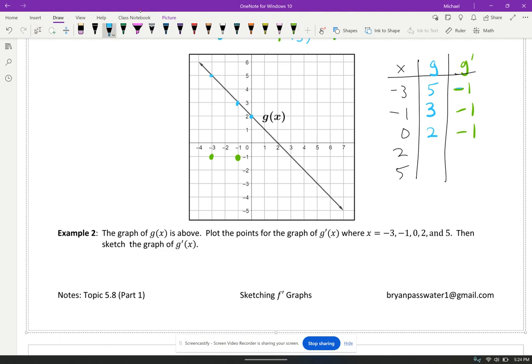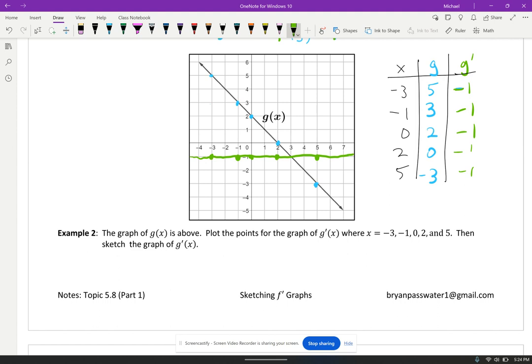So my blue column is going to change, right? At x equals 2, that would be 0. At x equals 5, this would be negative 3. But g prime will remain negative 1 at 0, negative 1 at x equals 2, negative 1 at 5. And so we have the plotted points of g prime at those specific values. If I have to make the sketch, I now realize that this is a constant function because my slopes never change, because the slope of this graph is always the same. This would be the graph of g prime.